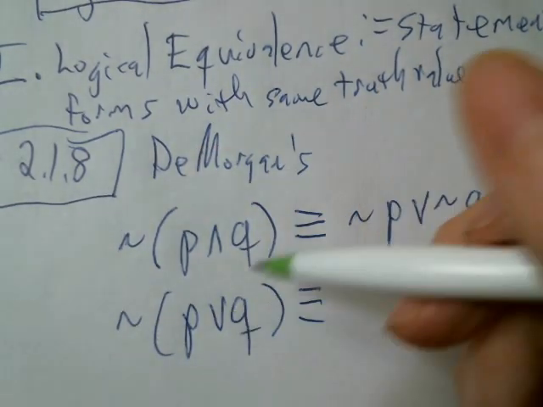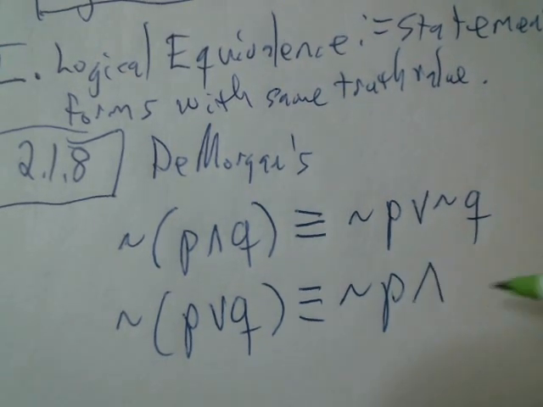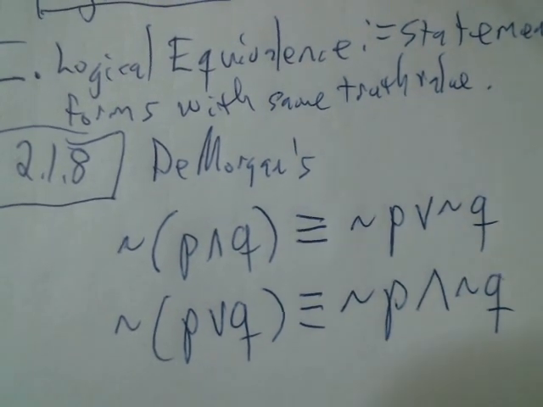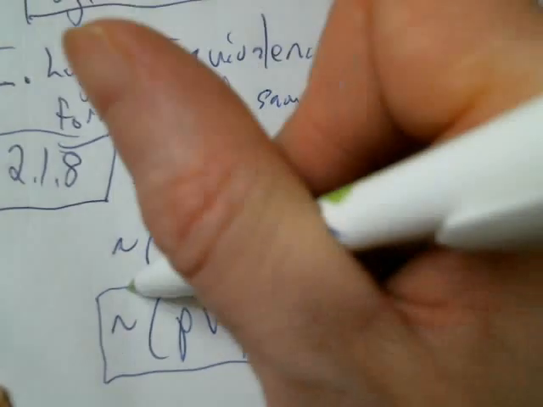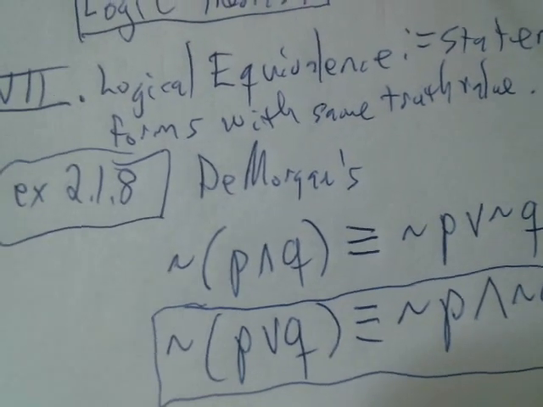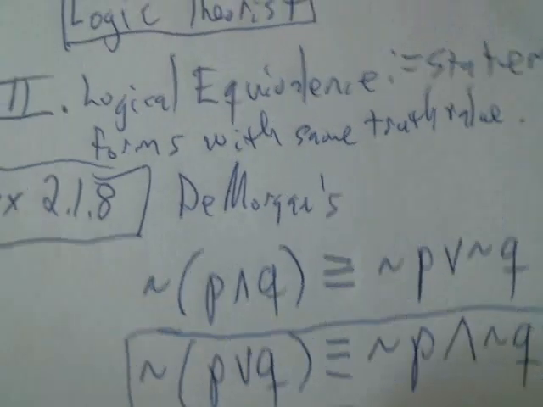And it's kind of like not P, so it negates P, and then flips the connector, and then not Q, right? Okay, we want to prove one of these. We'll prove the second version here using a truth table. So we're going to prove logical equivalence by showing that the truth value of this is the same as the truth value of this.